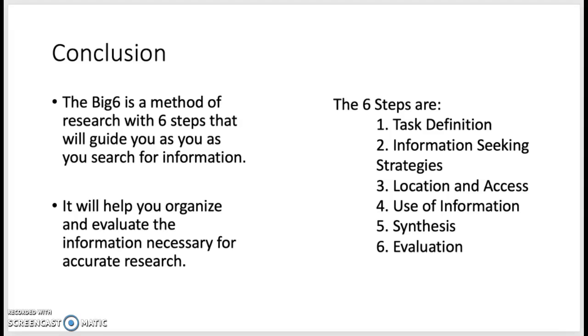In conclusion, the Big 6 is a method of research with 6 steps that will guide you as you search for information. It will help you organize and evaluate the information necessary for accurate research. And again, the 6 steps are: number 1, task definition; number 2, information seeking strategies; number 3, location and access; number 4, use of information; number 5, synthesis; and number 6, evaluation.